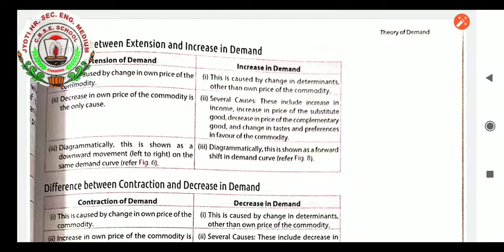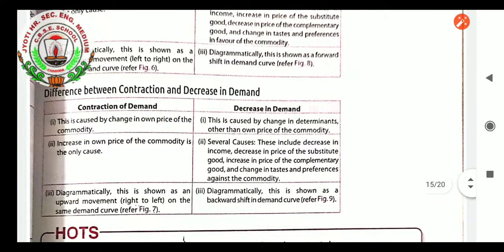Diagrammatically, extension is shown as a downward movement from left to right on the same demand curve. Increase in demand is diagrammatically shown as a forward shift in the demand curve, referred to in figure number 8. Difference between contraction and decrease in demand is as follows. Contraction of demand, decrease in demand.